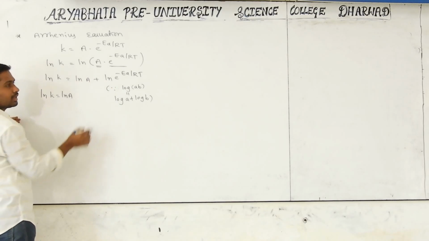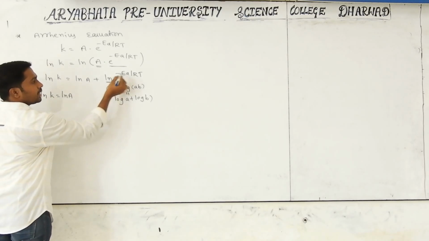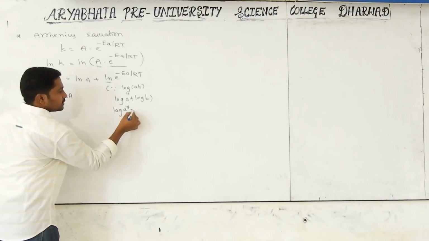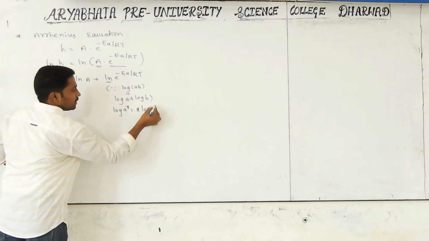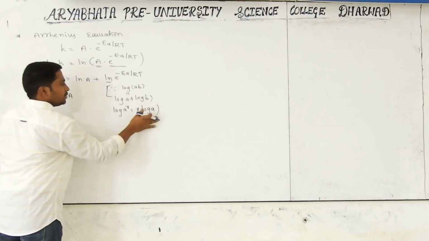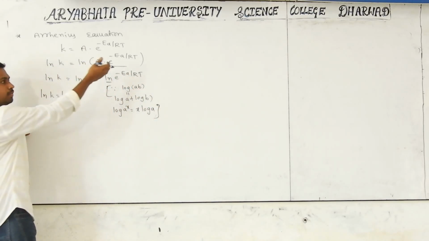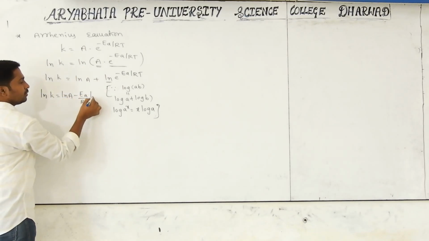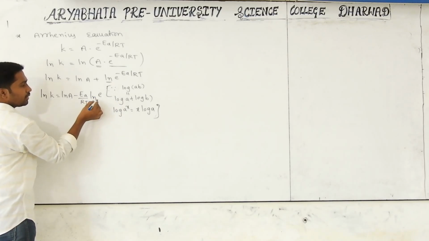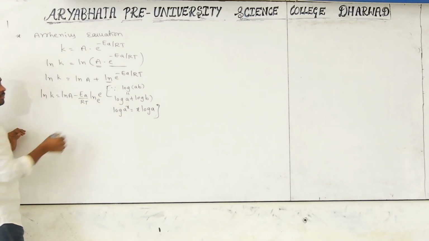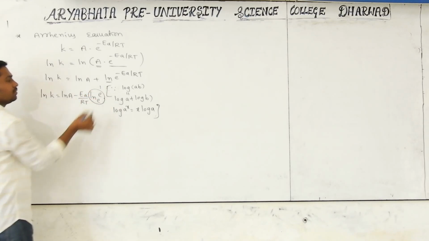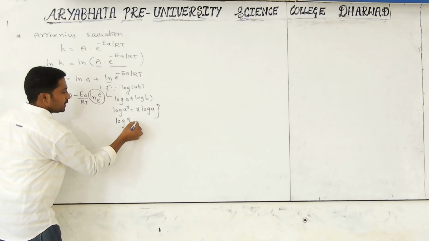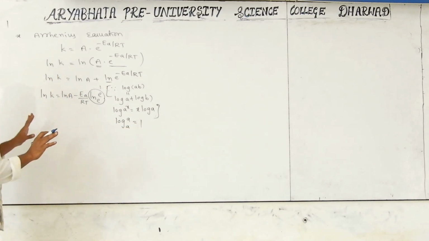Again, one more formula we can apply: log of A power x is equal to x log A. Use that formula also here. So what is coming then? The whole power term, minus Ea by RT, into ln e. What is the meaning of ln? It is log to the base e. So this term becomes 1. Why? The formula is log of A to the base A equals 1. I simplified. Did you get it? Yes.